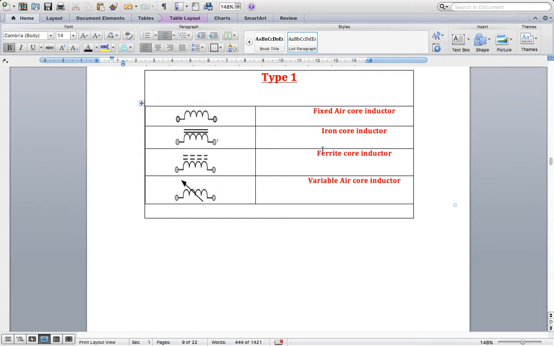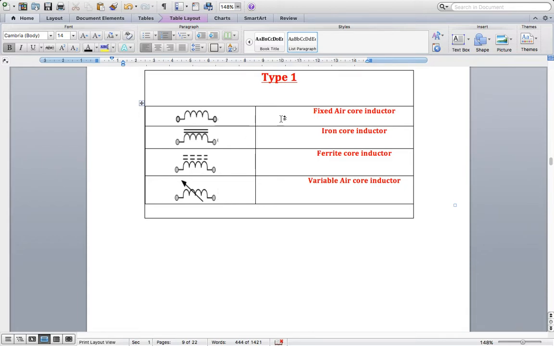So you have to memorize these words. I repeat, if it is dotted, it's ferrite. If it is strong lines, it's iron. If it is with an arrow like a capacitor, it's a variable air core inductor. Whatever the symbol, if it has an arrow in the middle, it's variable. So the first one is fixed. The 2 strong lines indicate it's an iron core inductor. The dotted lines indicate it's a ferrite core inductor, and the arrow line indicates it's a variable inductor. These 4 things you have to memorize the names.